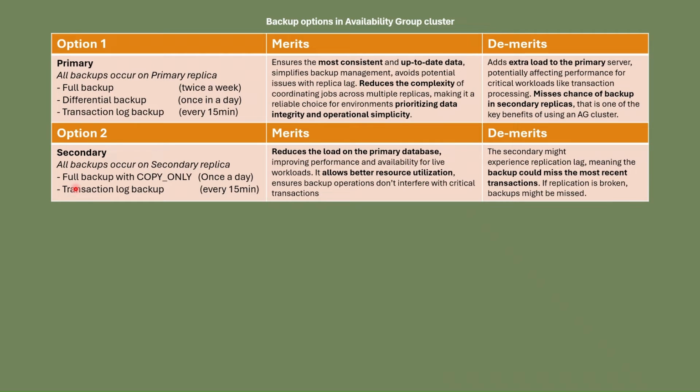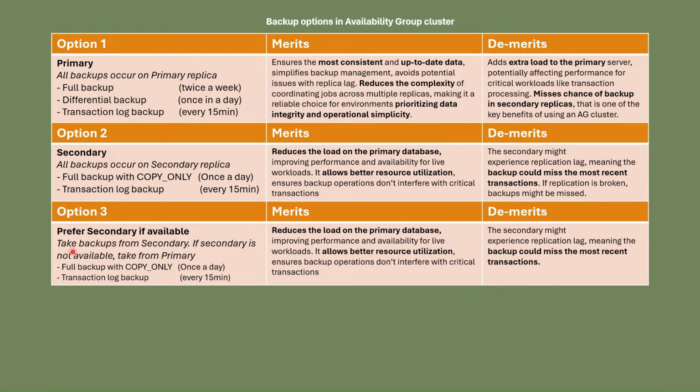Second option is taking backup only from secondary replica. In this case, you can take full backup with copy only option, okay? And you cannot take differential backup. Therefore, you are advised to take full backup more frequently, like once a day. And of course, you can take transactional log backup also every 15 minutes. The merit of this option is, of course, it reduces the load for primary. But if there is a latency between primary and secondary, backup could miss the most recent transactions. Also, if synchronization is broken, backups might be missed.